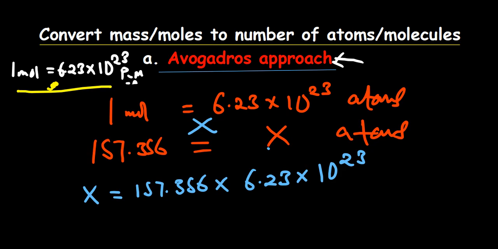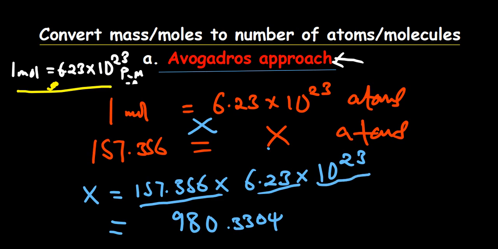Let me punch in that value to see the answer I'm going to get. That value multiplied by 6.23 gives me 980.3304, and this one is still there, so multiplied by 10 to the power 23.